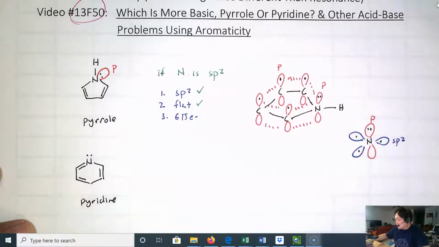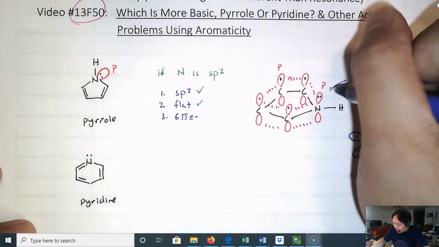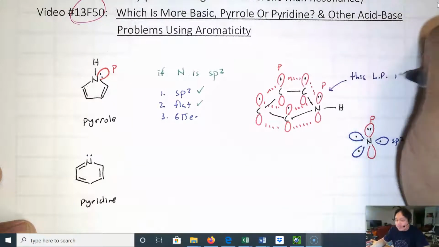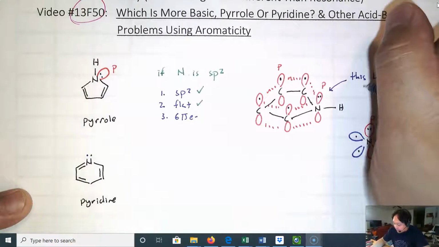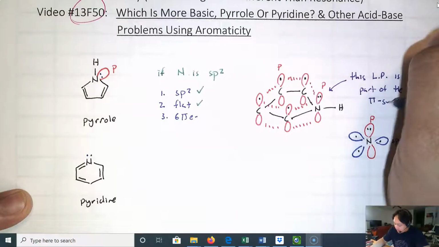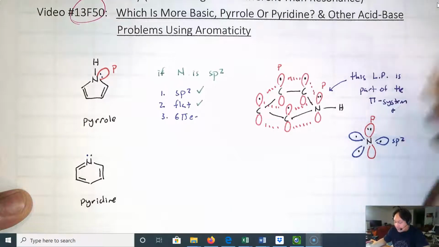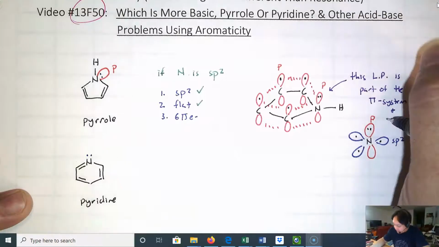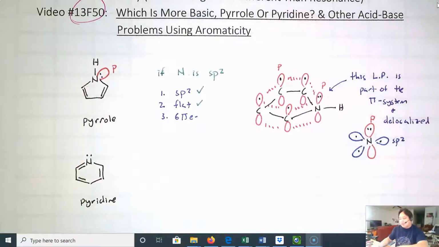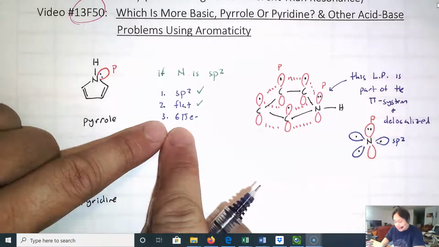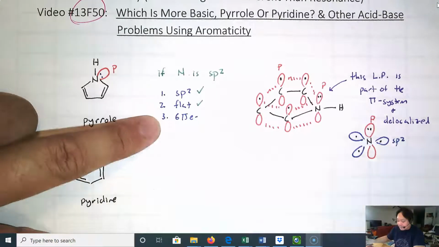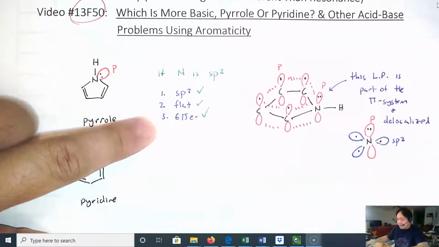My conclusion for this is that this lone pair right here, there are 2 conclusions, is part of the pi system, and therefore delocalized. And we want it to be part of the pi system because that kicks us up from 4 pi electrons to 6, and you know that this satisfies the requirements for a molecule to be aromatic.